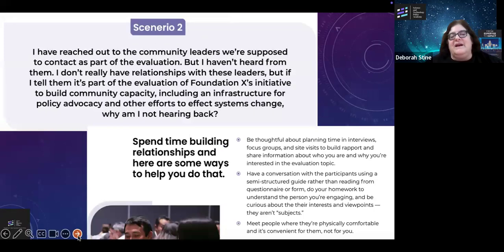Then this is the one that I've had the most difficulty with, and I've talked to a number of people, and the answer that they give is the answer I've been given when I talk to community activists. I've reached out to community leaders who I'm supposed to contact as part of the evaluation, but I haven't heard from them. I don't have relationships with these leaders, but if I tell them it's part of the evaluation to build community capacity, build infrastructure, why am I not hearing back?